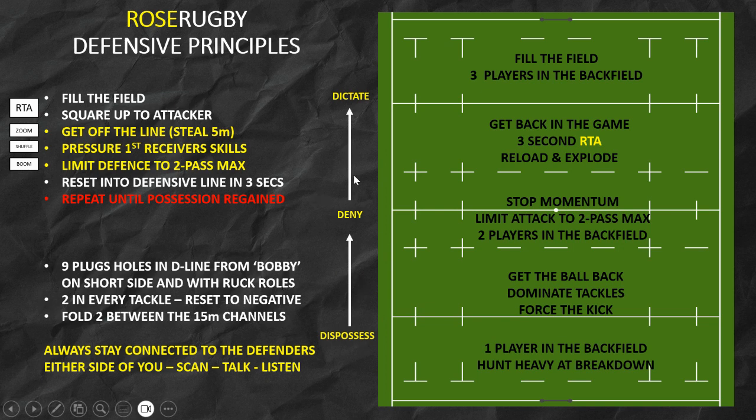So what's the point of defense? It's to get the ball back. And if we can't get the ball back, what are we trying to do? We're trying to slow them down. Why are we trying to slow them down? So that we can get organized, so we can get our ruck rolls right, we can get width. And if we're able to slow them down and get organized, that allows us to bring line speed. And when we can bring line speed, we can put them under pressure and try and force an error or force them into kicking the ball back to us.